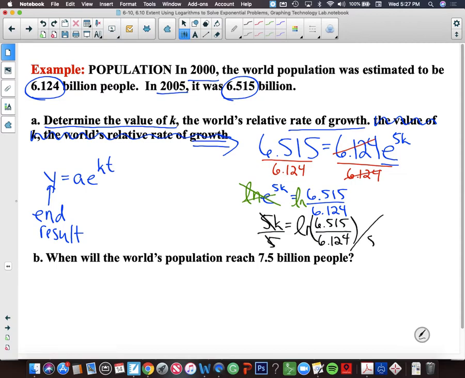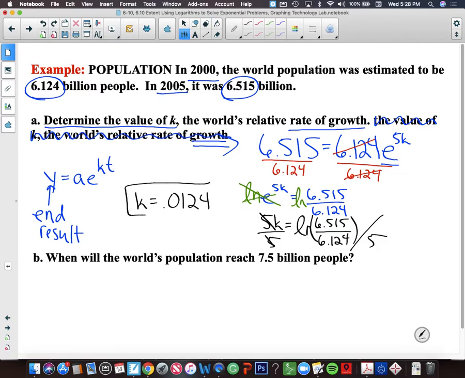So we take this, divide by 5, throw it in your calculator. You really have to be careful when you're putting these numbers in your calculator. Make sure you have all the decimals, make sure you have them in the right spot. So natural log, that's the LN button, 6.515 divided by 6.124. Okay, that's the stuff inside the natural log. Make sure you close off your parentheses, as we have here. So you'll do that, and then divide that by 5. And we get k, our continuous rate of growth, is going to be 0.01, and it doesn't tell us what to round to, so let's go to 4 decimal places.